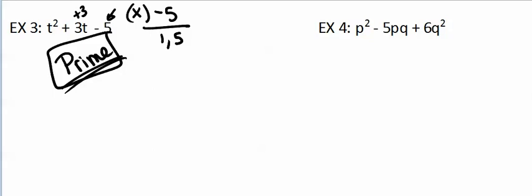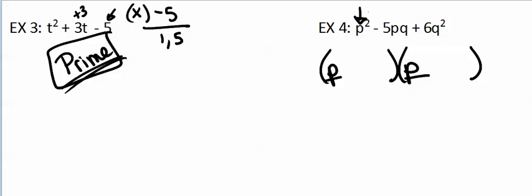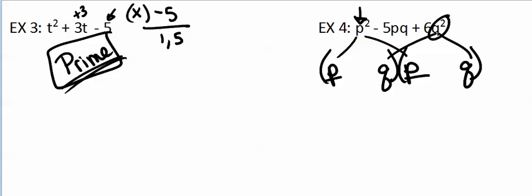Example number 4 is a little bit different because we see two different variables in here. We have p squared and q squared. The only way this differs from the other examples we've had is with that q squared. We'll put the p and the p here to represent the p squared, because basically I'm splitting into two parts. But this q over here is also a perfect square, so I'm going to put it in the back, and that will represent the splitting of the q squared.